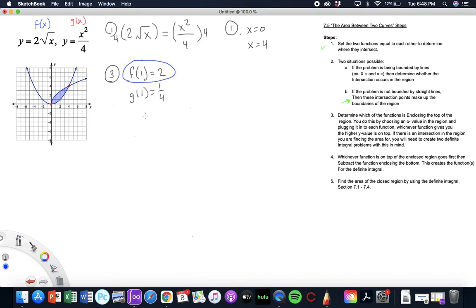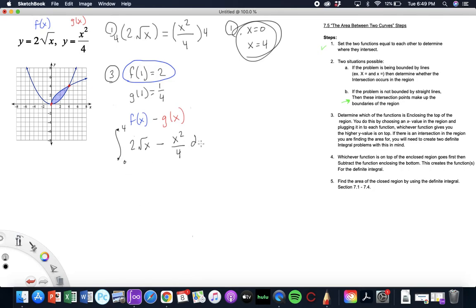So with that information, I'm going to have f of x minus g of x, because the top function, or the one that encloses the top, goes first. So we have f of x minus g of x, and I'm going to write this out. So I have 2 square root x minus x squared over 4. All right, and now I have to take the definite integral of that. So I've got it all set up here, and I'm going to integrate from 0 to 4 because that's the enclosed area based upon these right here.